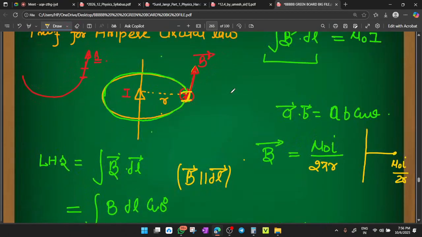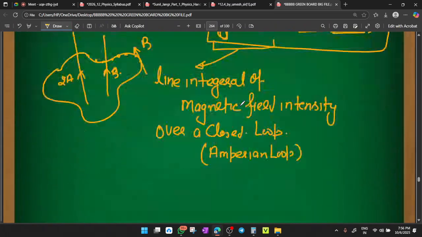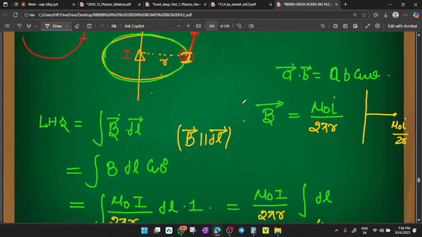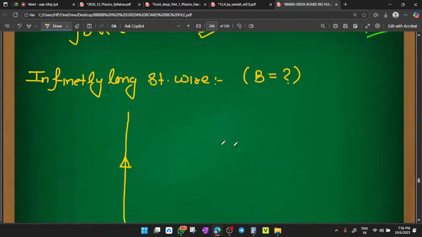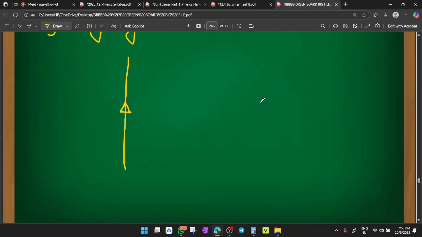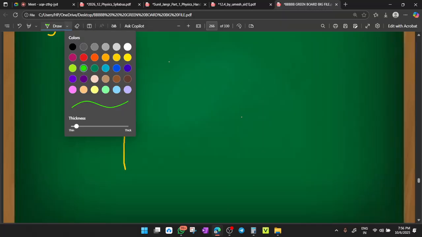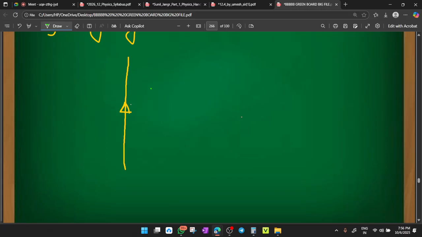Remember, we already found the intensity of the magnetic field due to an infinitely long straight conductor, that was mu naught I upon 2 pi r. The same result we are going to develop here, but using Ampere's circuital law. You will see we get the same result. So there is an infinitely long straight conductor, and we have to find the intensity at a point at a distance r from the wire.